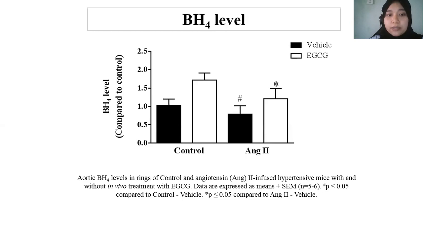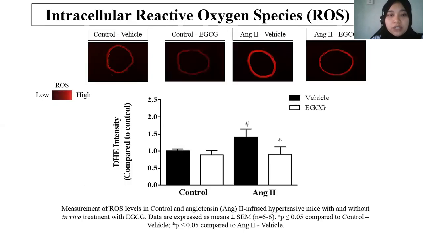Next is the total BH4 level. This study demonstrates that the angiotensin 2 group exhibited a significantly lower level of BH4 compared to the control group, and treatment with EGCG for 2 weeks was able to increase the level of BH4. So these BH4 results represent a potential therapeutic agent in regulation of eNOS function in vascular disease.